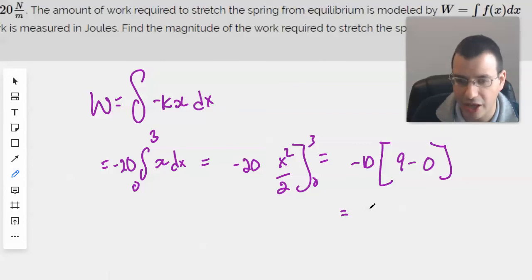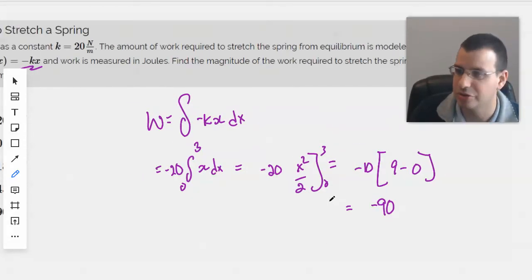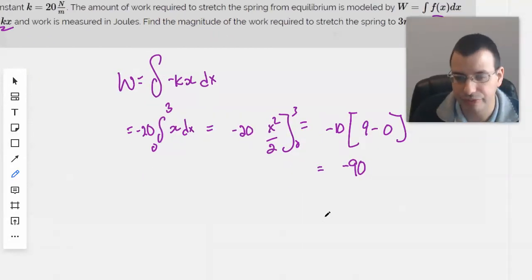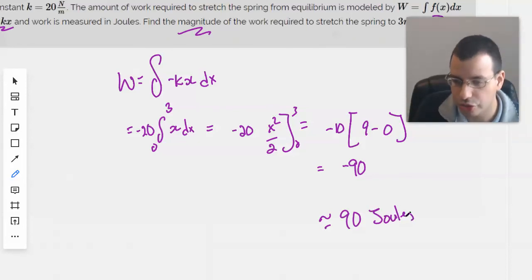And we have negative 90? But it says magnitude, so the negative sign's irrelevant. So 90, and then it'd be measured in joules, which is newton meters.